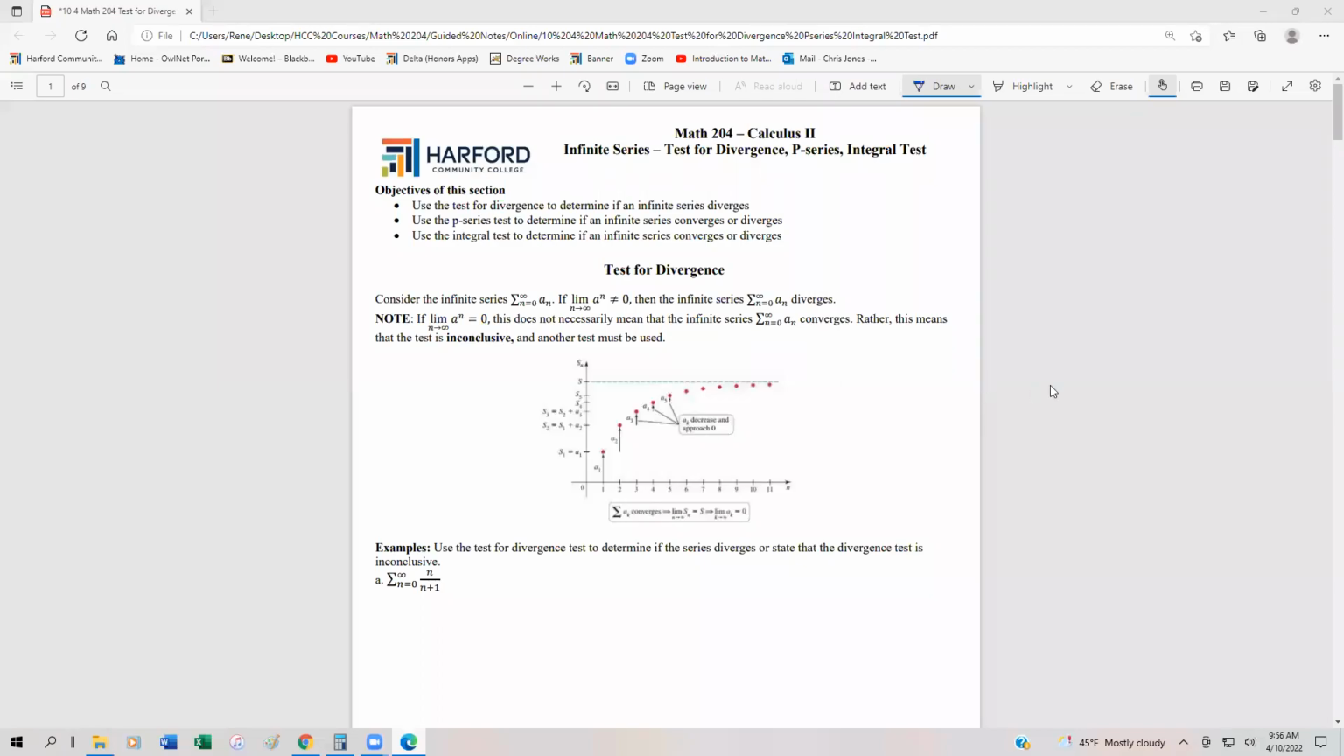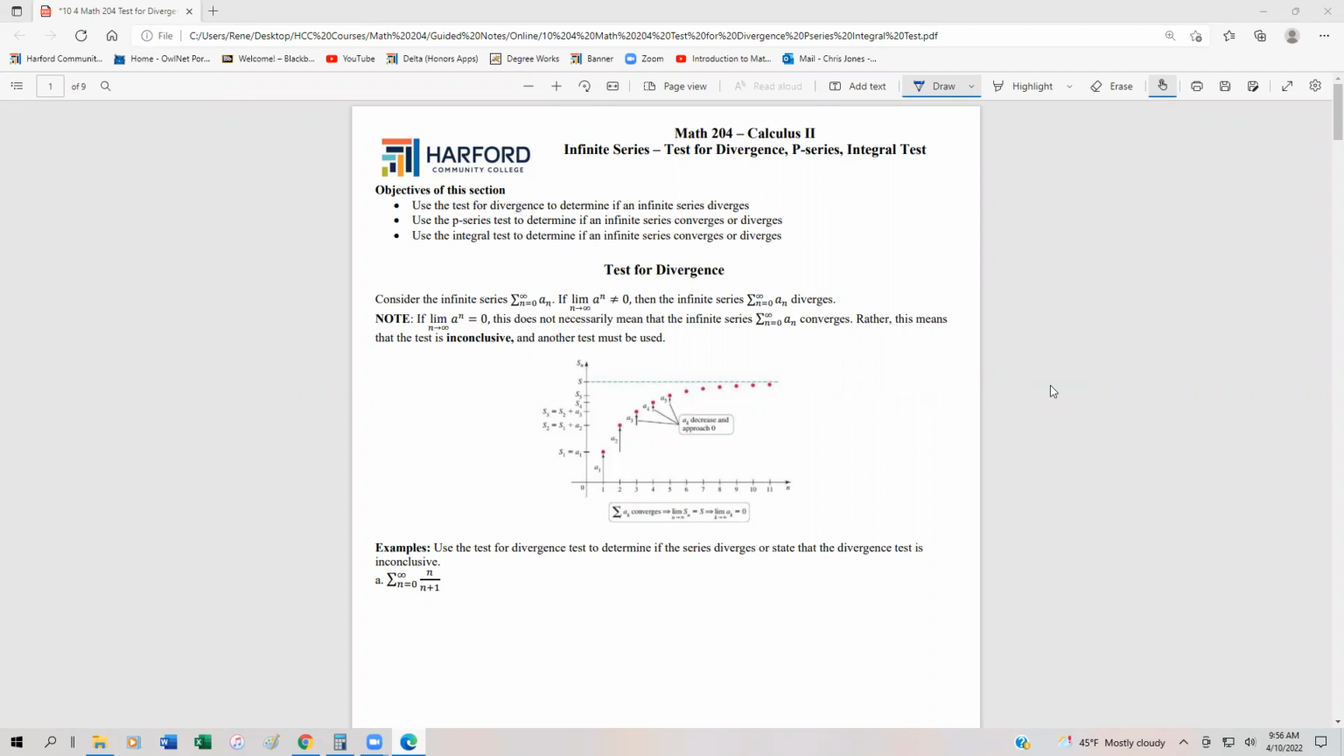In this section, we're going to start taking a look at other sorts of tests other than the geometric series test for convergence, and then also working with the collapsing series. And so 3 different tests we're going to be working with. One of the most important and also one of the easiest, test for divergence. Another test is going to be something called a P-series test that we're going to look at. And then finally, the integral test. So let's start out with a test for divergence.